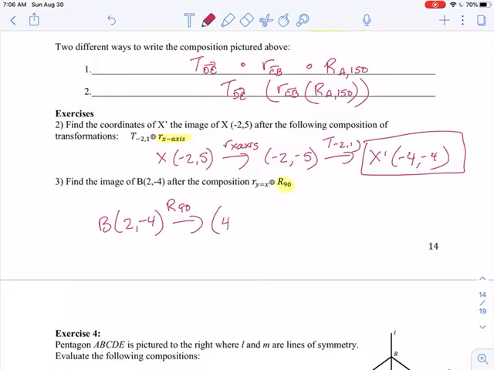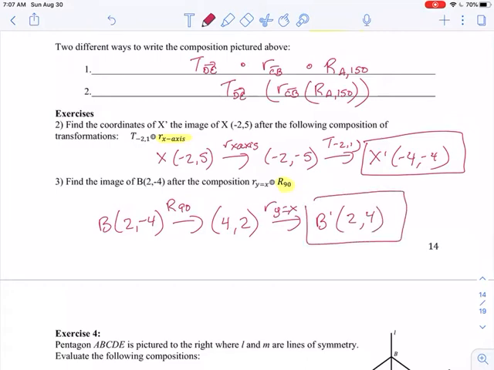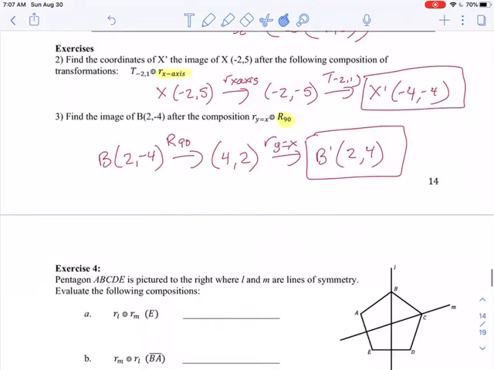But remember, rotation of 90, you change the sign of the y, it goes in the x position, and then the x goes in the y position. And then I'm going to do a reflection over the line y equals x, which just means that you flip-flop the x and the y. So this 4 and 2 are going to get flip-flopped, and it'll be 2, 4. And my final point, the image, is called B prime. All right.